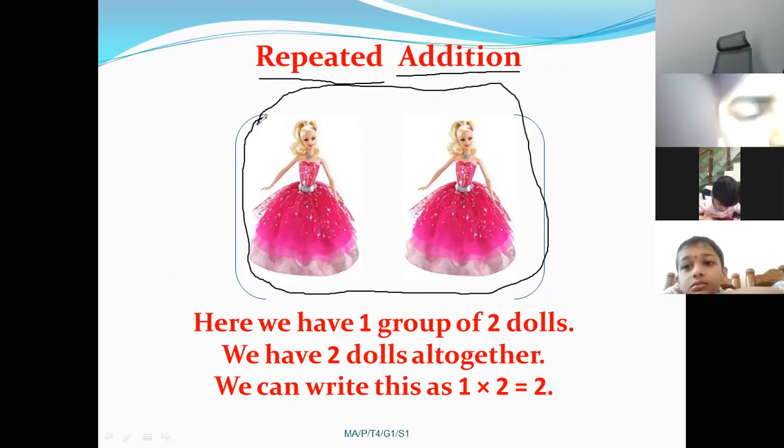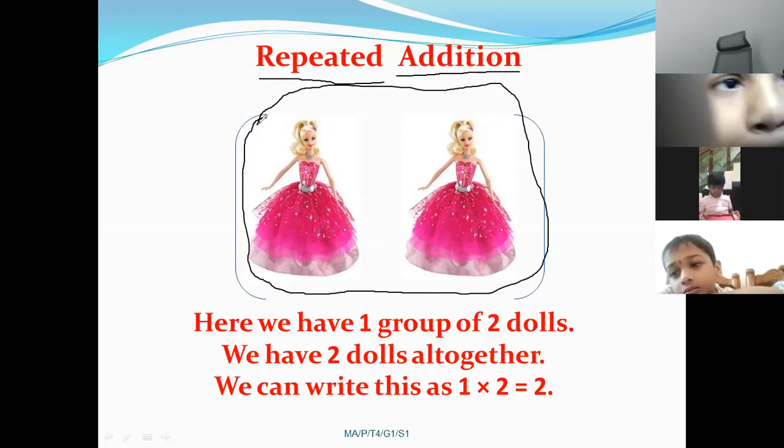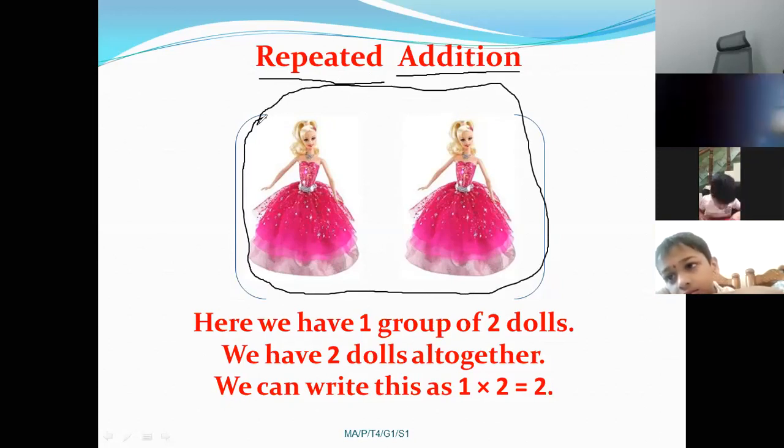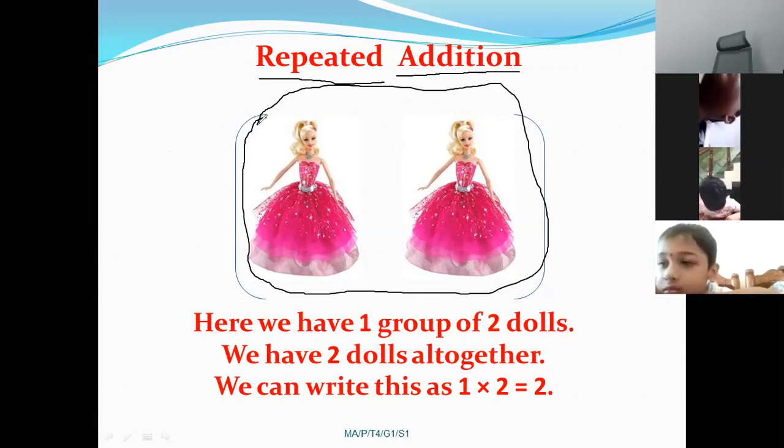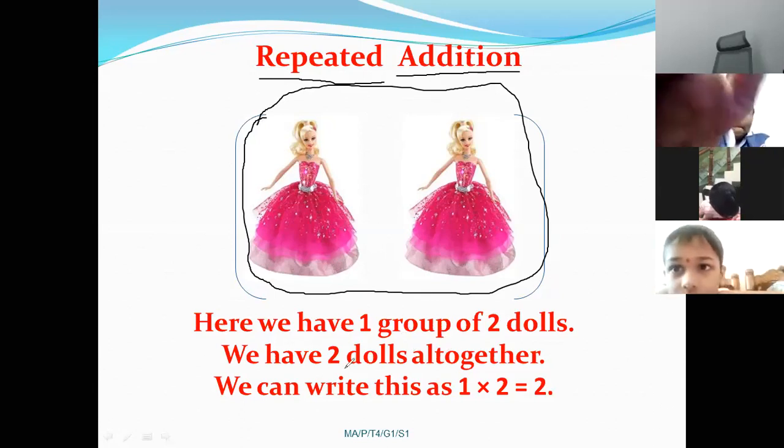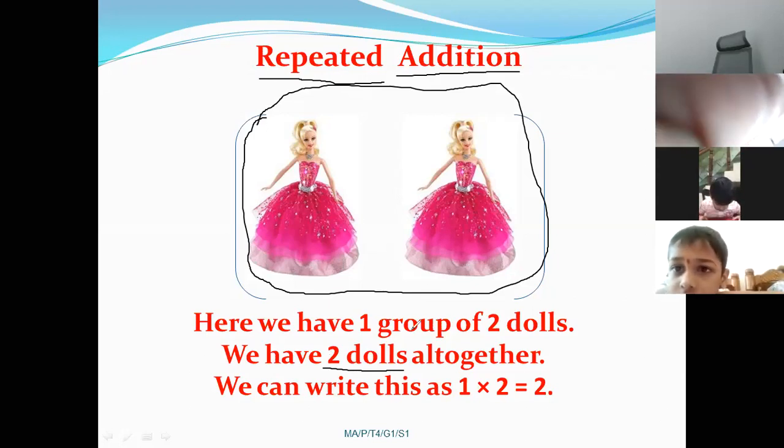So we have here one group, and in one group how many dolls are there? 2 dolls are there. So we have one group of 2 dolls. In one group there are how many dolls? 2 dolls. So total how many dolls are there? Only 2 dolls are there because we have only one group. So we have 2 dolls here all together, and we can write this as 1 multiplied by 2. Children, this is a new thing for you.